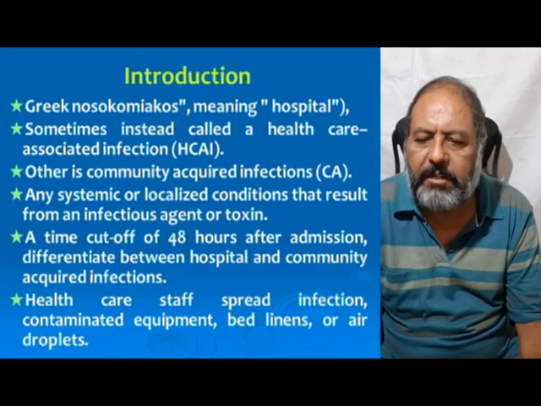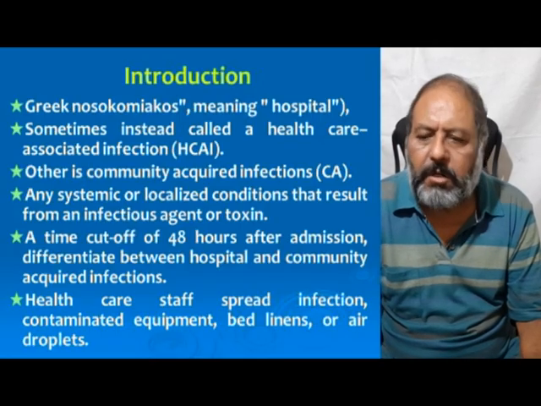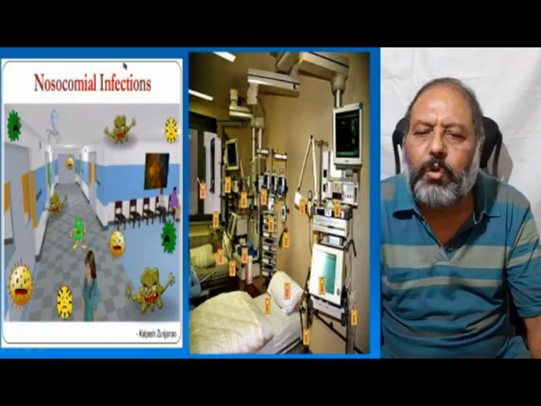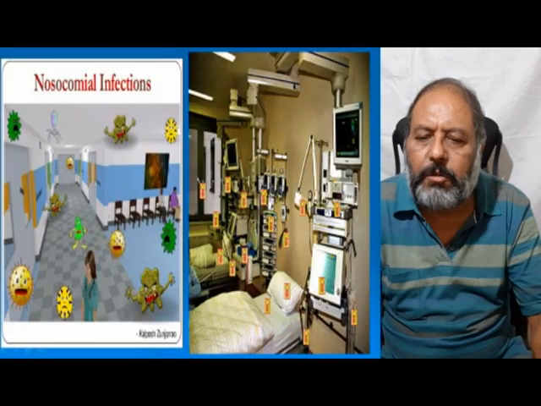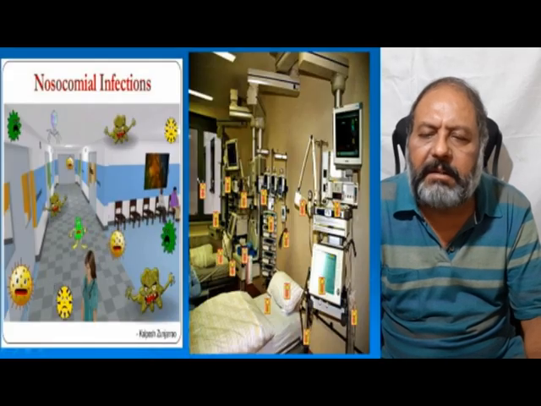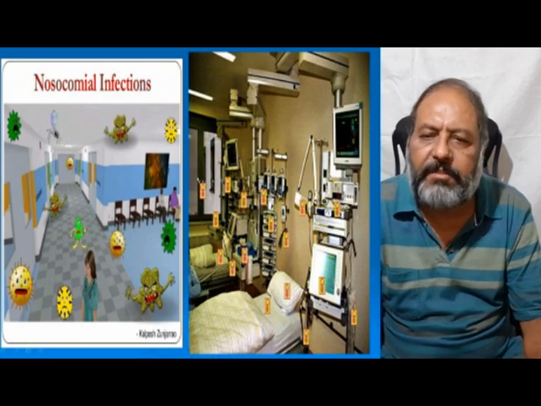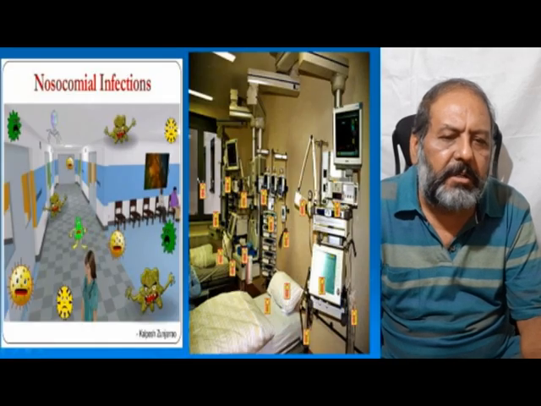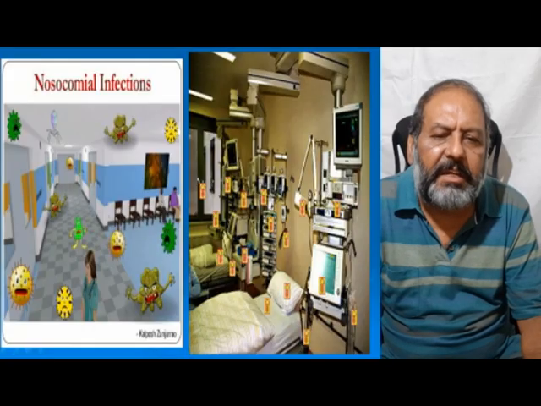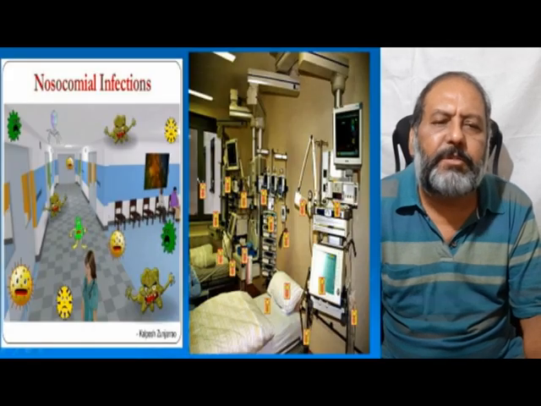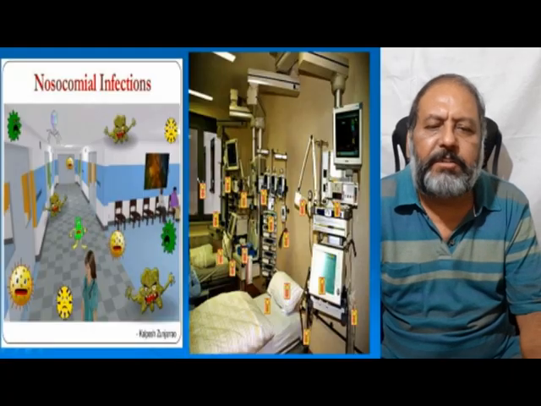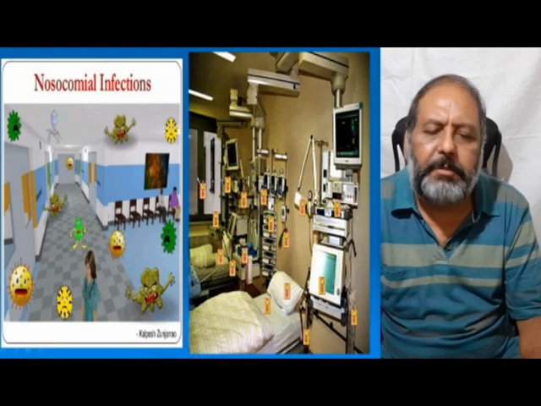Healthcare staff spread infection, and contaminated equipment, bed linens, or air droplets in the hospital are responsible. Now one can see the chairs, the lawns, the doors, the different parts of the hospital. These are the sources of infection. As one can see, there are viruses, bacteria and fungi in the hospital setup. And here one can see the labeling of these that can be on the pillow, bed, on this anesthesia machine, on the screens of the different machines used in the hospital and in the operation theater. They are all potential sources of spreading infection to the patient admitted in the hospital.